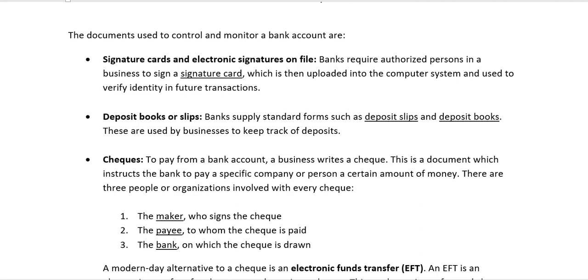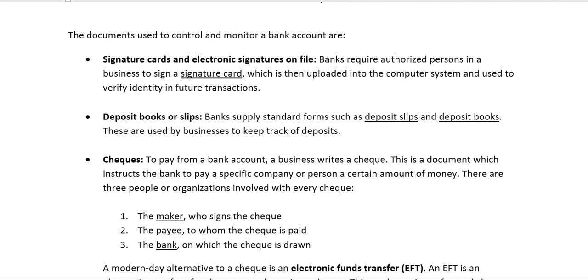Deposit books or slips. Banks apply standard forms such as deposit slips and deposit books. These are used by businesses to keep track of deposits. Checks. To pay from a bank account, a business writes a check. This is a document which instructs the bank to pay a specific company or person a certain amount of money.